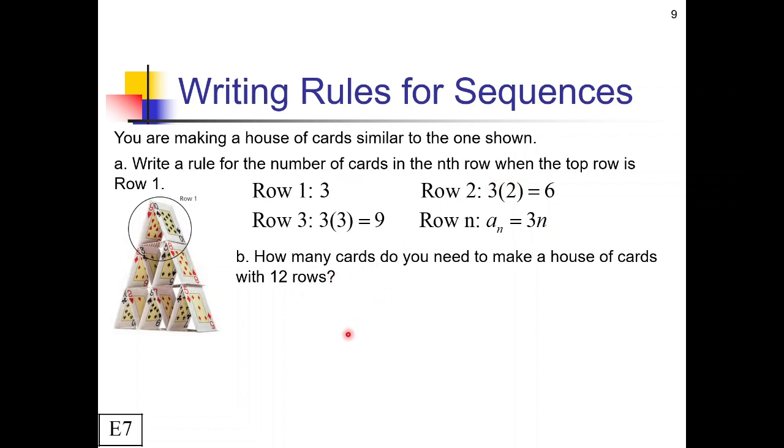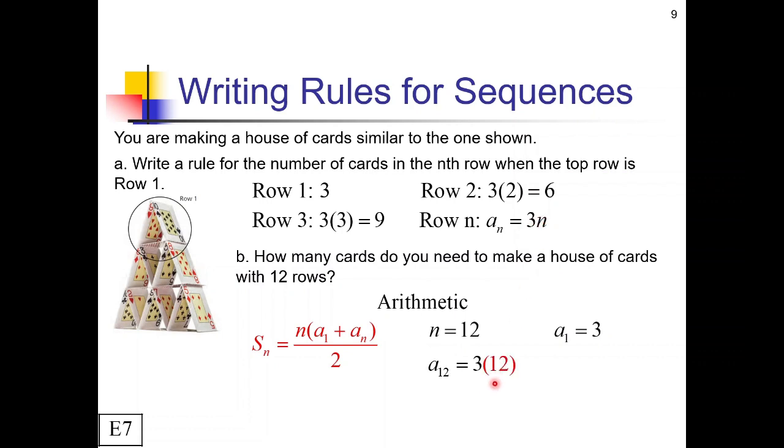Give it a shot. All right, so again, it's arithmetic, so we're going to use our arithmetic sum formula, n times a1 plus an over 2. So let's get the n, a1, and an for this. The number of rows is our n value, so that's going to be 12. For a sub 1, that was the number of cards in the first row. We discovered that very quickly. That was 3. For the nth row, the 12th row, we just need to use this formula here, 3 times 12, which means we have 36 cards in that 12th row.